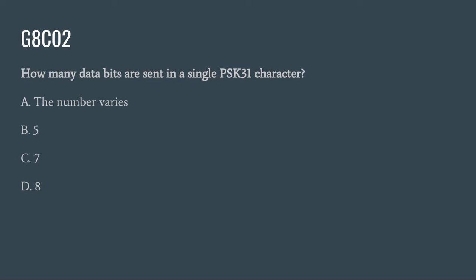G8C02. How many data bits are sent in a single PSK31 character? A. The number varies. B. 5. C. 7. Or D. 8. Correct answer is A. The number varies.